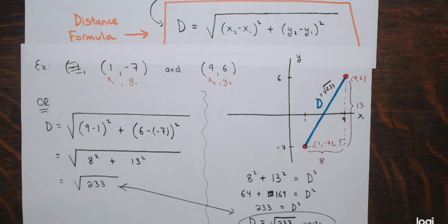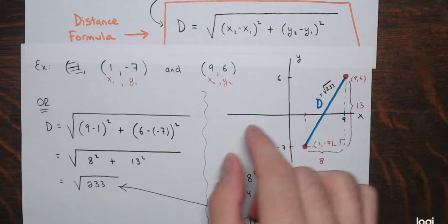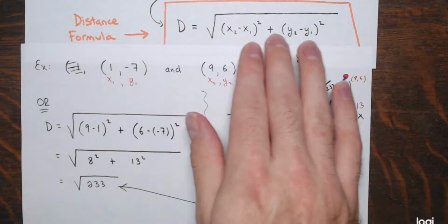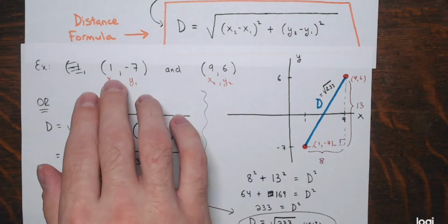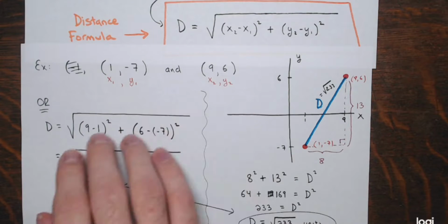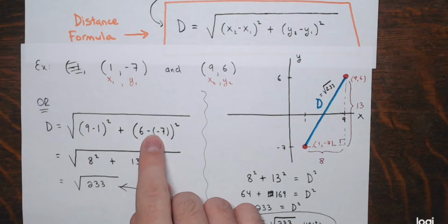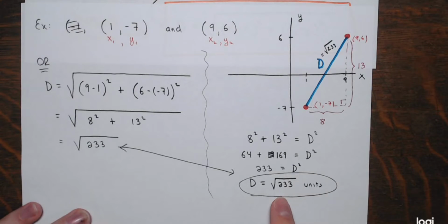Right, so however you want to do it, you can draw a rough picture and make a right triangle and use the Pythagorean theorem, or if you have the formula memorized, make sure you label your points properly, x1, y1, x2, y2, and then take the square root of the change in the x coordinates squared plus the change in the y coordinates squared, and you've got your distance as well. Either way, the distance between these 2 points we were given is the square root of 233 units.